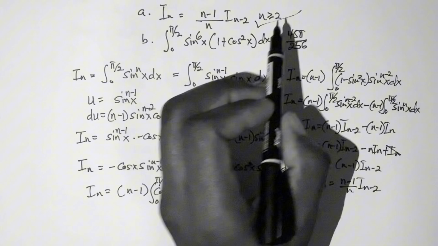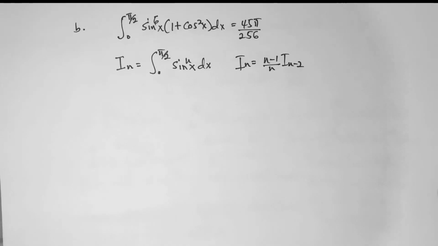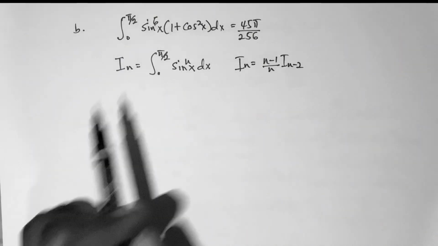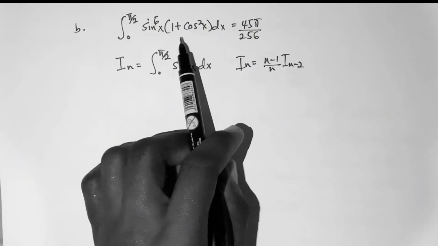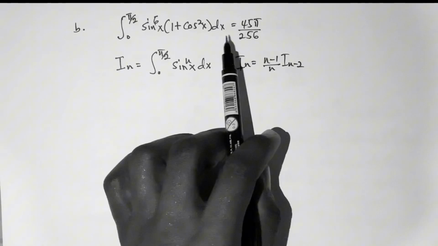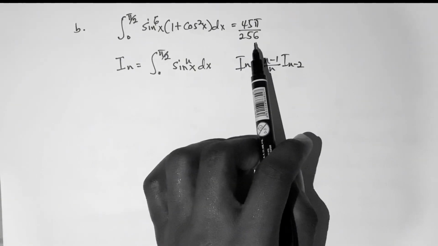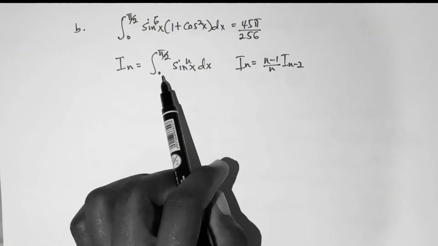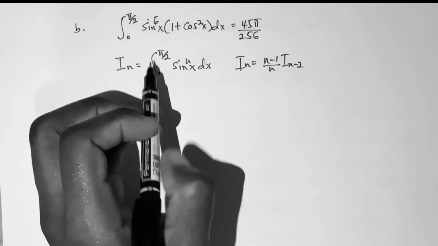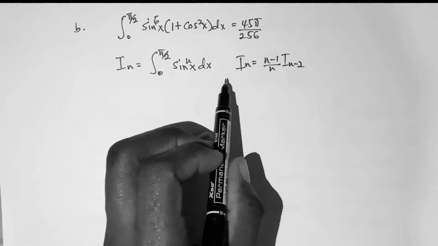And that is exactly what we are asked to prove. So the B part says that we should show that the integral from 0 to pi/2 of sin^6 x (1 + cos^2 x) dx is equal to 45 pi over 256. And then we know that I_n is equal to the integral from 0 to pi/2 of sin^n x dx.